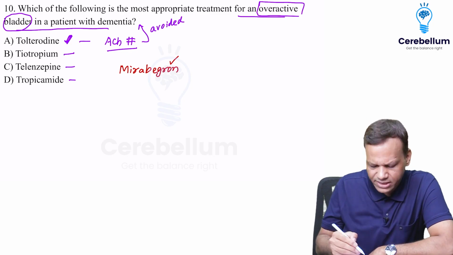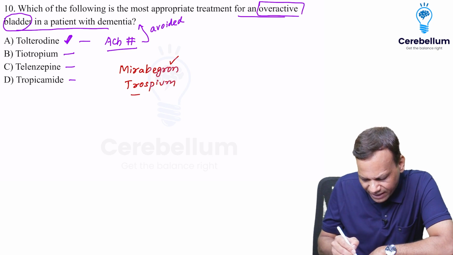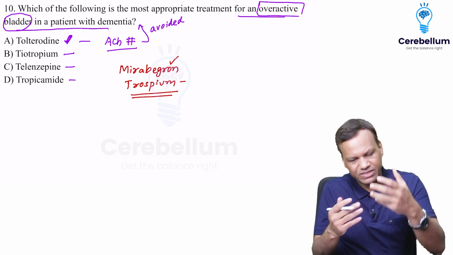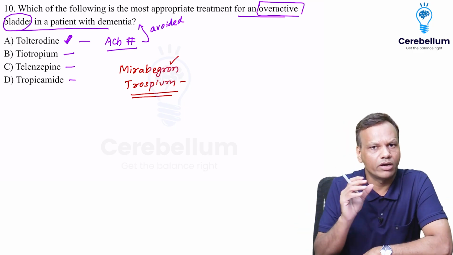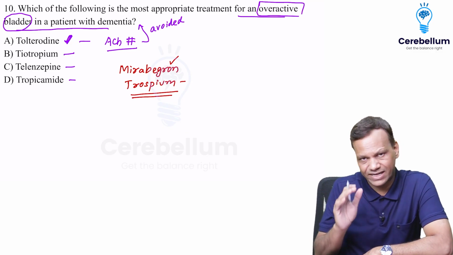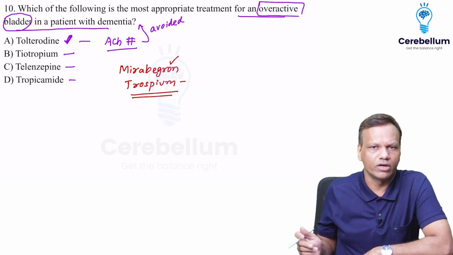Among the anticholinergic drugs, if trospium is present in the option, that will be the better answer because it has minimum CNS entry. But that is not in the option, so the answer will be tolterodine. Just remember, trospium will be a better answer because it is anticholinergic but has less entry in the brain. Okay, so among these, the answer will be tolterodine.